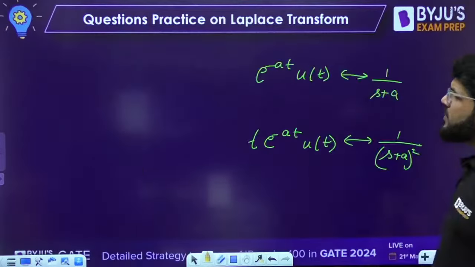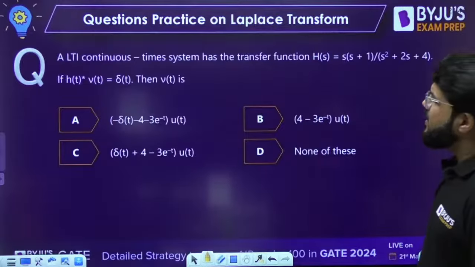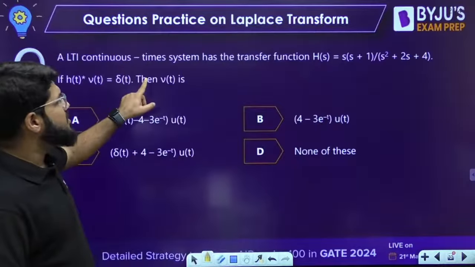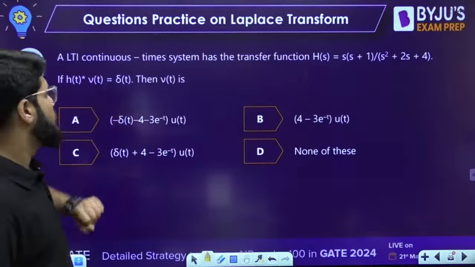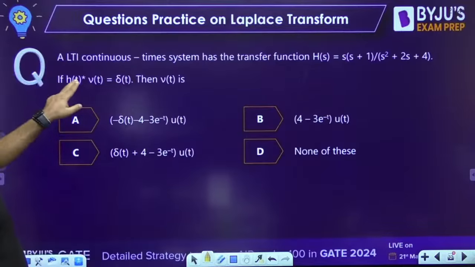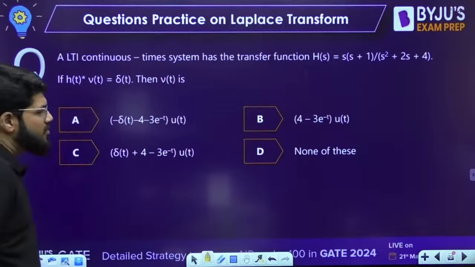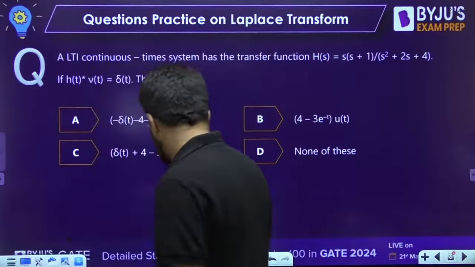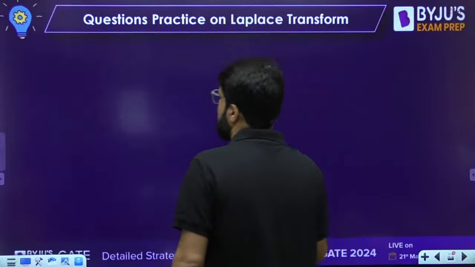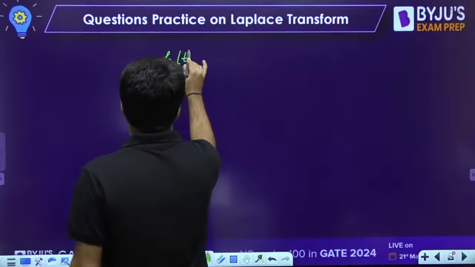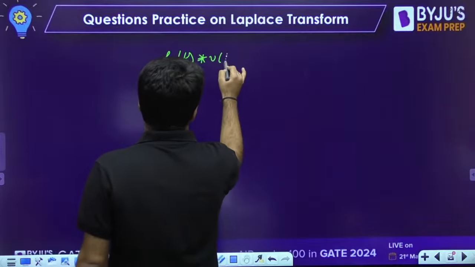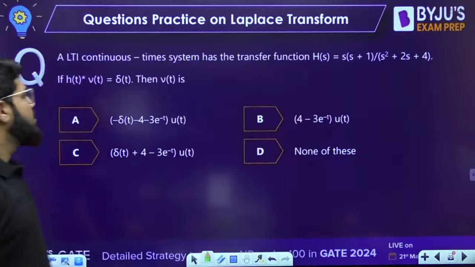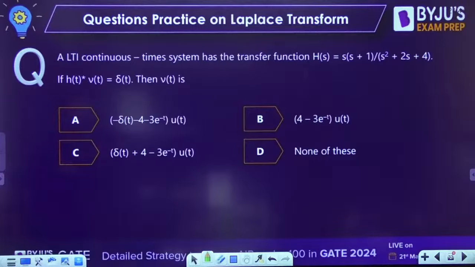Next one. A linear time invariant continuous time system has the transfer function given to you. If h(t) convolution v(t) is delta(t), then what is the value of v(t)? Fundamental. If h(t) convolution v(t) is delta(t), then what is the value for v(t)?